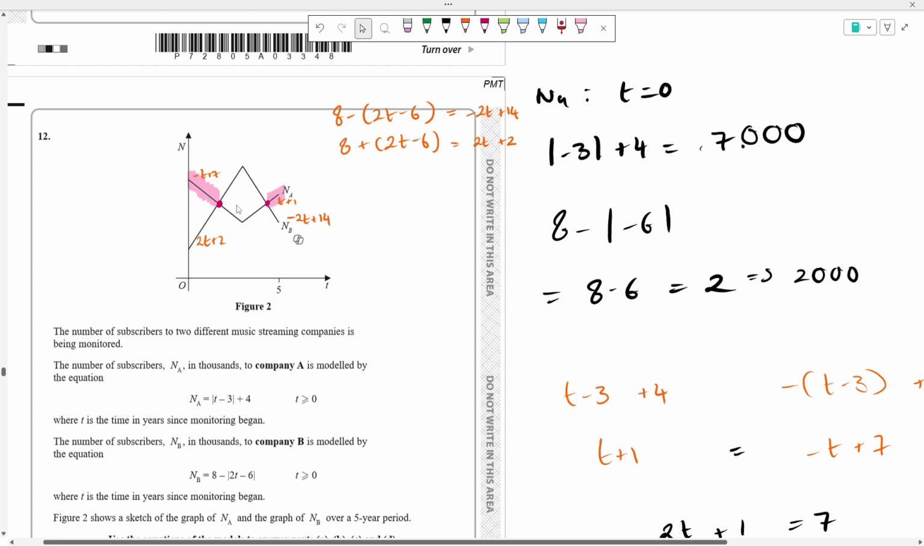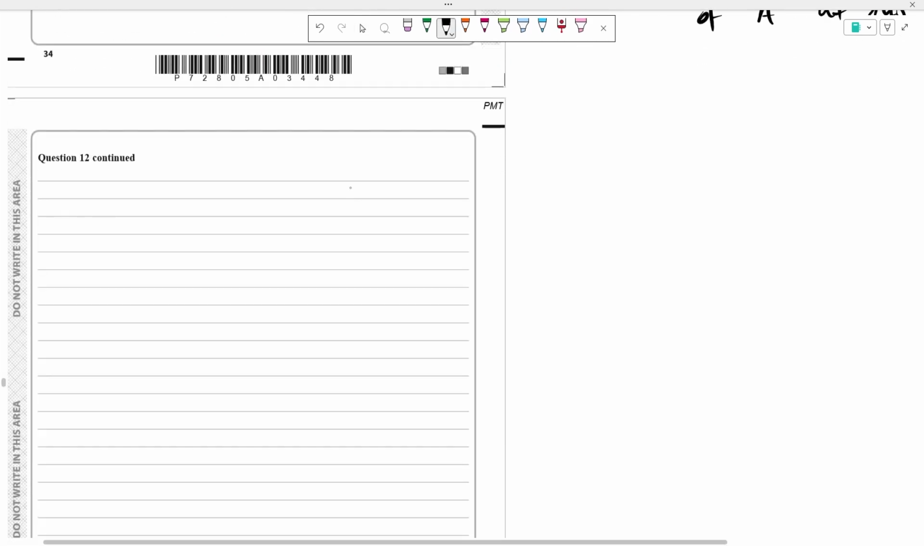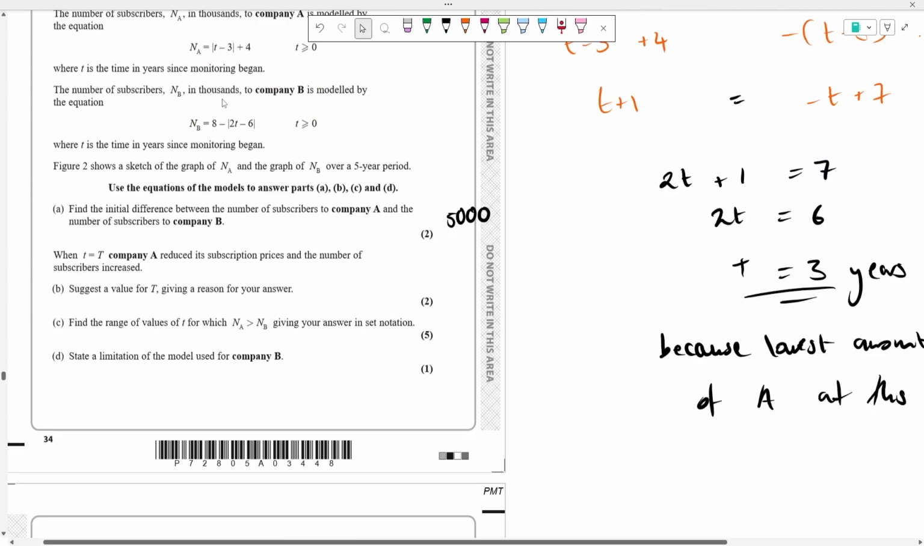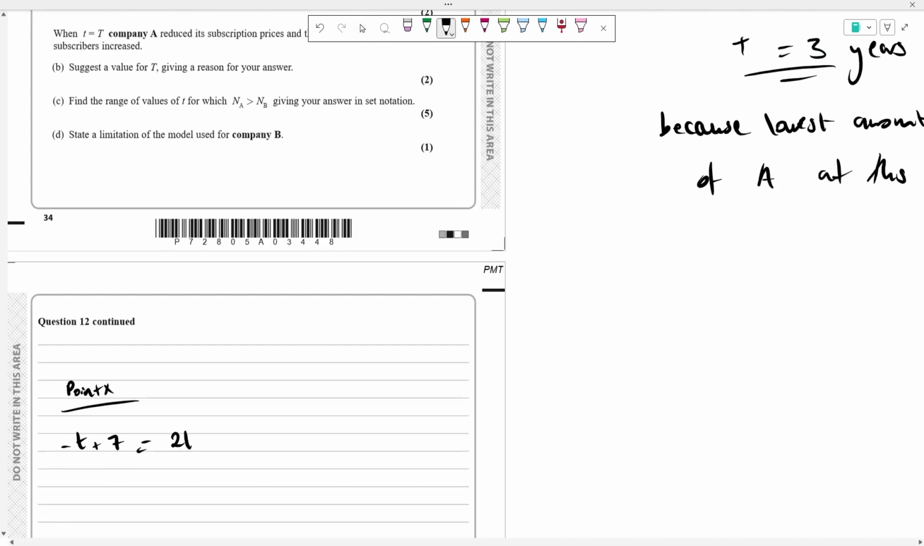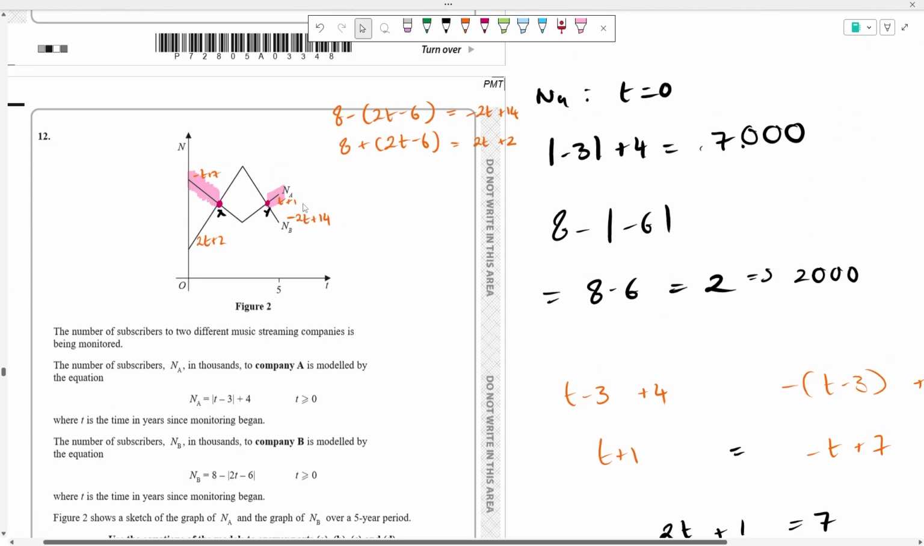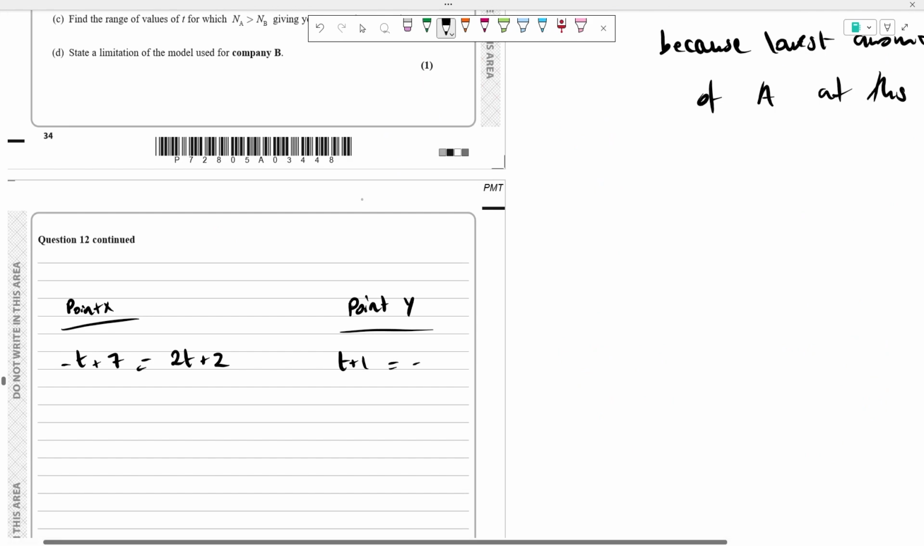Okay, and now we can begin to see which intersection points we need to work out. Well, we have an intersection point between minus t plus 7 and 2t plus 2, and that's going to be this first point here. Let's call this point x, and we're going to call this point y. So for point x, minus t plus 7 is equal to 2t plus 2. And then for point y, you have t plus 1 is equal to minus 2t plus 14. And we're going to work out the values of time for each of these.